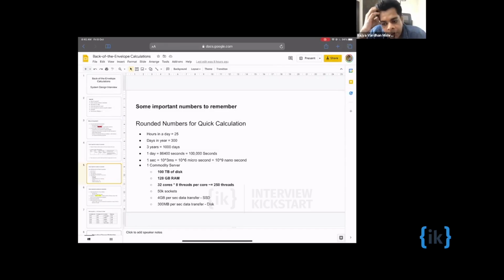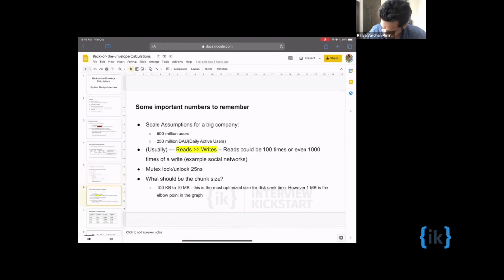Then there are some questions around chats, like how do we design the chat system. In those cases, WebSockets come into the picture. So we can have 50,000 WebSockets at a time in one commodity server. Yeah, let's move to the next part.